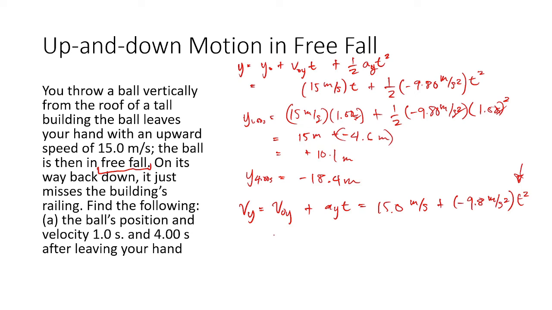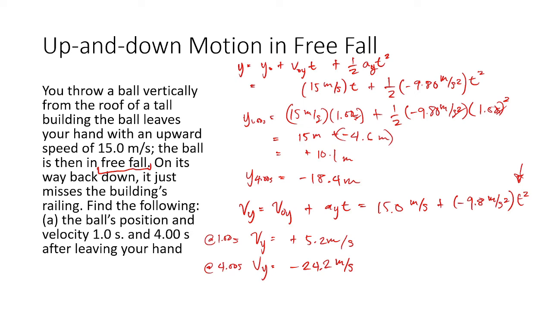So, kung tama yung ginawa nyo, so for our, at 1 second, our velocity will actually be positive 5.2 meters per second. And at 4 seconds, our velocity at that point will actually be negative 24.2 meters per second. Okay. So meaning to say, at 1 second, the ball is still moving upwards. Okay. And it is actually decelerating because acceleration is towards the ground.